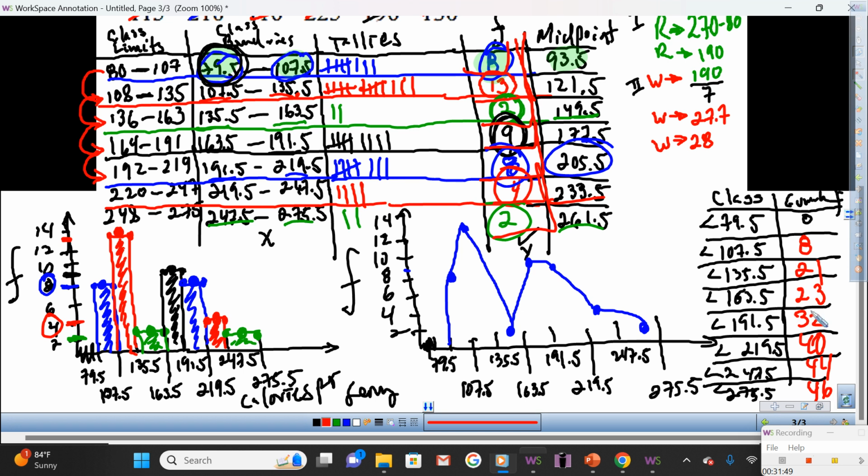And why are they building up? Because it's called what? Cumulative. And you just use this table to graph your points for the cumulative ogive.